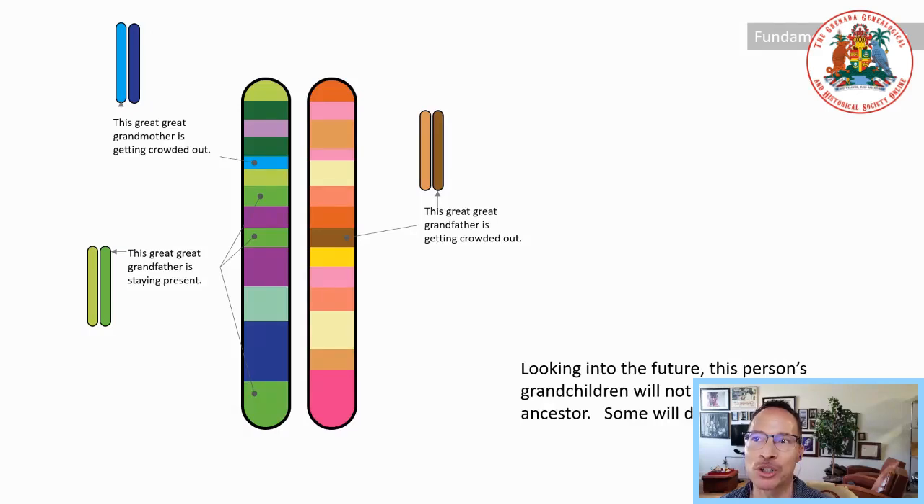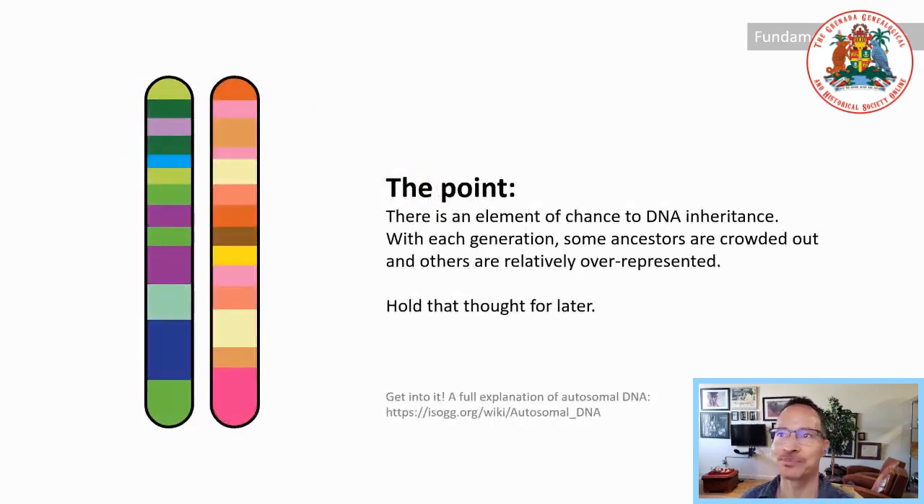And if you look into the future, you can imagine that when this person has children and grandchildren, this ancestor may disappear altogether. So may this one. This one might still be present. So the point is that there's an element of chance to DNA inheritance. And with each generation, some ancestors are crowded out and some are overrepresented. And you have to hold that thought for later, because when we take a tour of the DNA results, this concept will come up. And the fact that you can collaborate with your genetic cousins can overcome this kind of absence of certain ancestors in your genes.